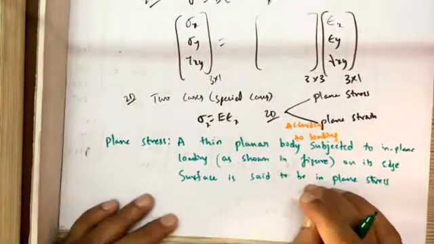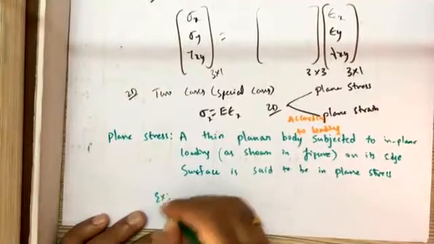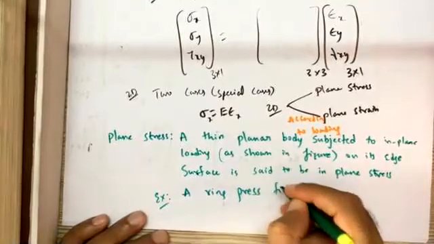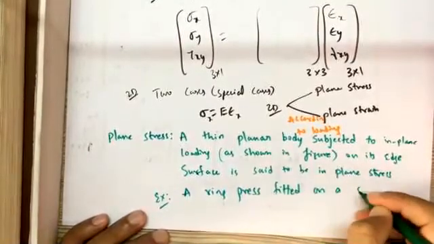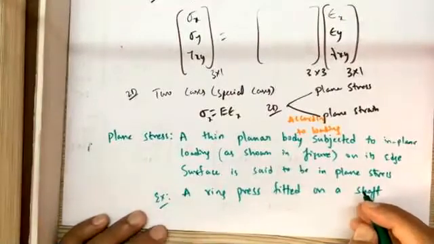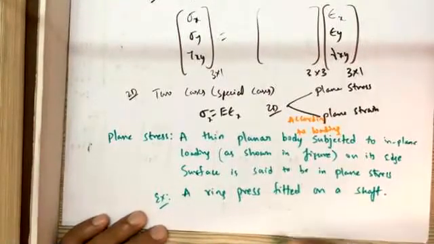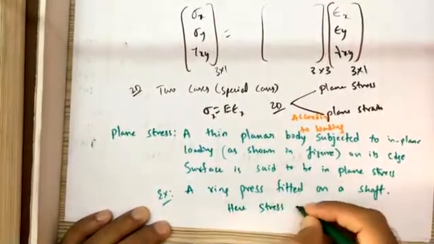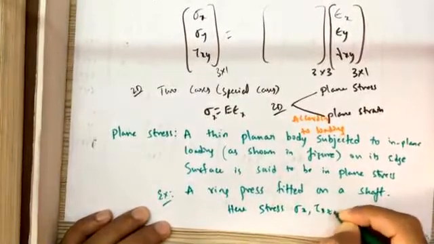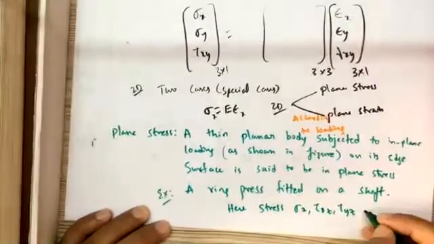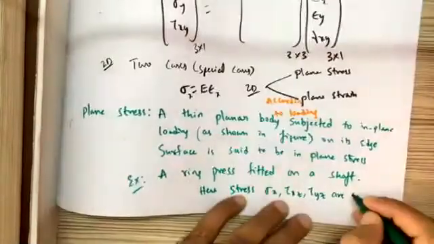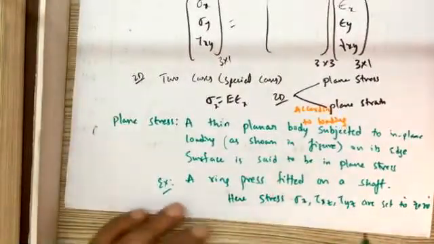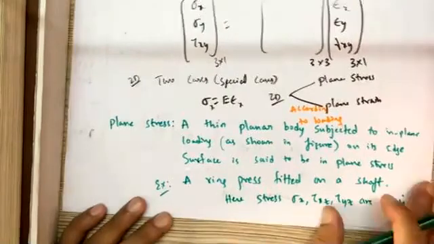What is the example of this? I can give you an example as a ring press fitted on a shaft. Here stresses sigma z, tau xz, and tau yz are set to 0.